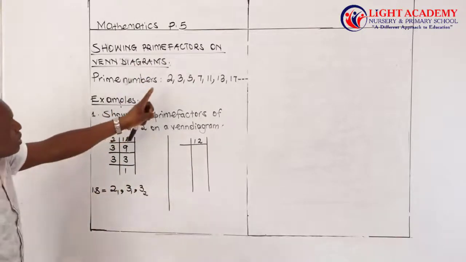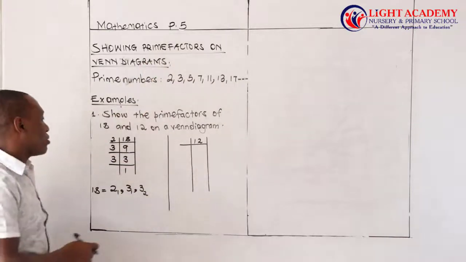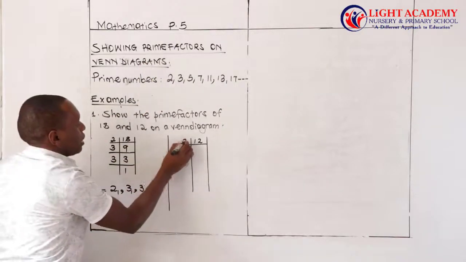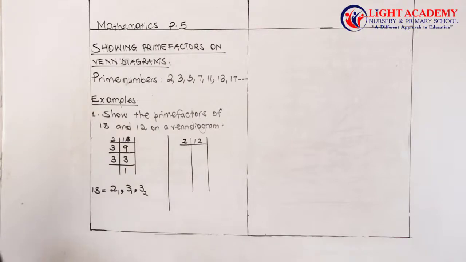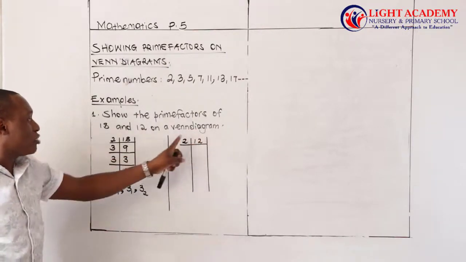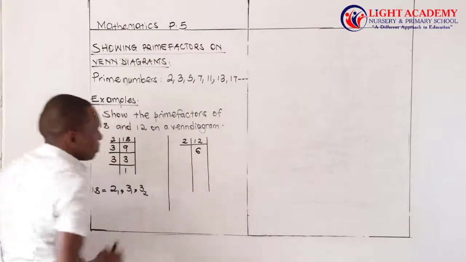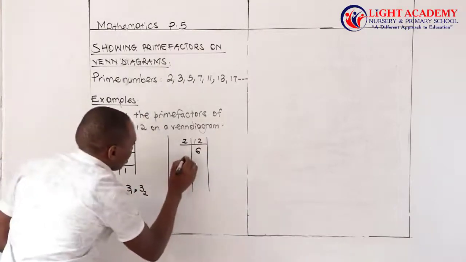The first smallest is 2. So when I use a 2, I write my 2 here. Then I ask myself, how many 2's can I get from 12? When I divide 12 by 2, what do I get? The answer is 6. It brings me to the second step.